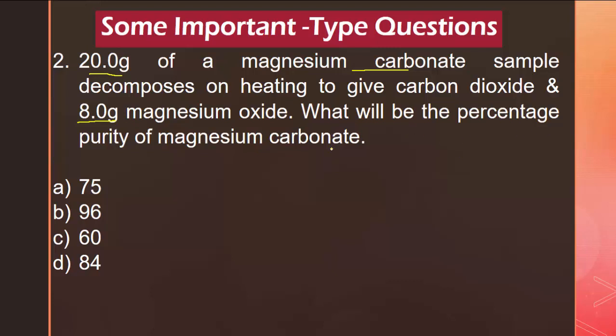What will be the percentage purity of the magnesium carbonate? We need to find out the percentage purity of magnesium carbonate. So is it 75%, or 96%, or 60%, or 84%? Let's see the answer. The answer is option D, 84%. Now let us see why 84%, option D, is the correct answer.